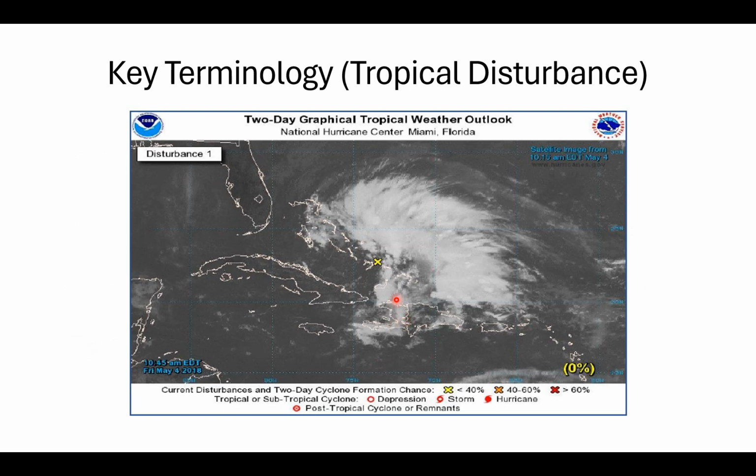Here's an example of a tropical disturbance. This is the 2-day graphical tropical weather outlook from the National Hurricane Center in Miami. Notice with a tropical disturbance in general, again, it's not very well organized, right? In this case, we had a 0% chance of development with this tropical disturbance. But in general, you're going to see it move from east to west, following those easterly trade winds. Those easterly trade winds are pushing this along. But you are going to get your fair share of tropical downpours and unsettled weather as this thing passes through.